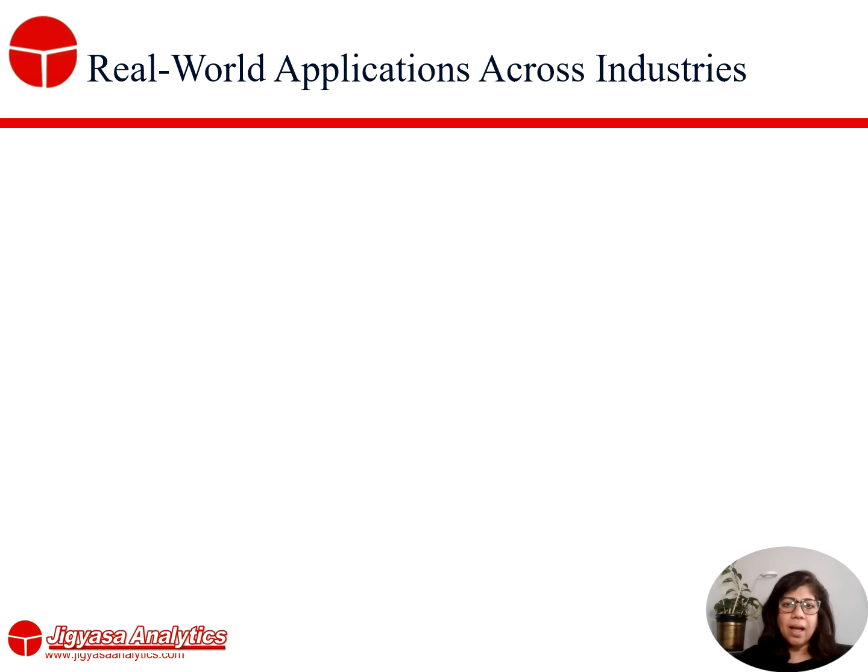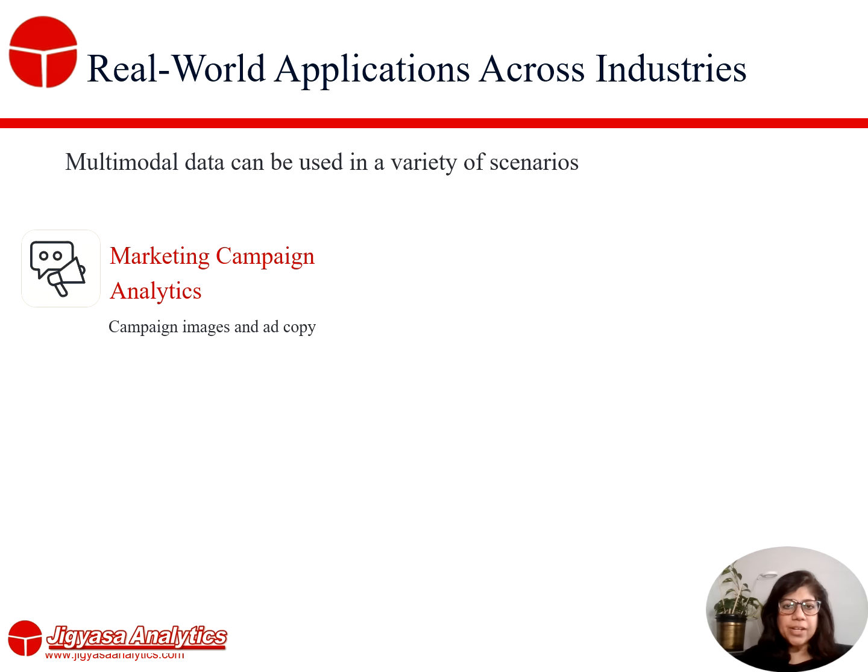Multimodal data are available almost everywhere and can have many different applications. One application can be in marketing campaign analytics. Traditionally, we have only looked at our customers' behavioral data and demographic data. But now we can also analyze the actual campaign images and ad copy. Combining all of that lets us make a much better guess at whether they'll respond and helps us figure out the best people to target.